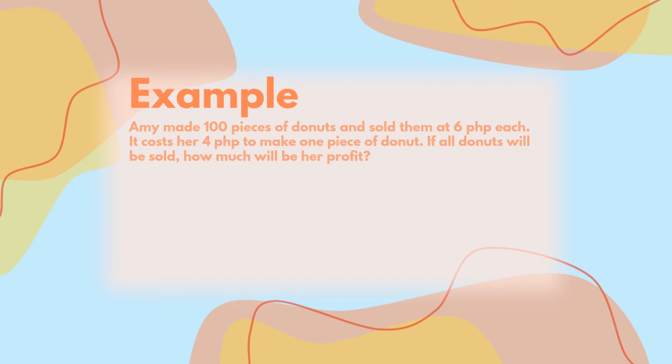For example, we have Amy made 100 pieces of donuts and sold them at 6 pesos each. It cost her 4 pesos to make one piece of donut. If all donuts will be sold, how much will be her profit? So first, let us determine what are the given. You have 100 pieces of donuts, 6 pesos each, 4 pesos per one donut. Given that scenario, how much will be her profit?